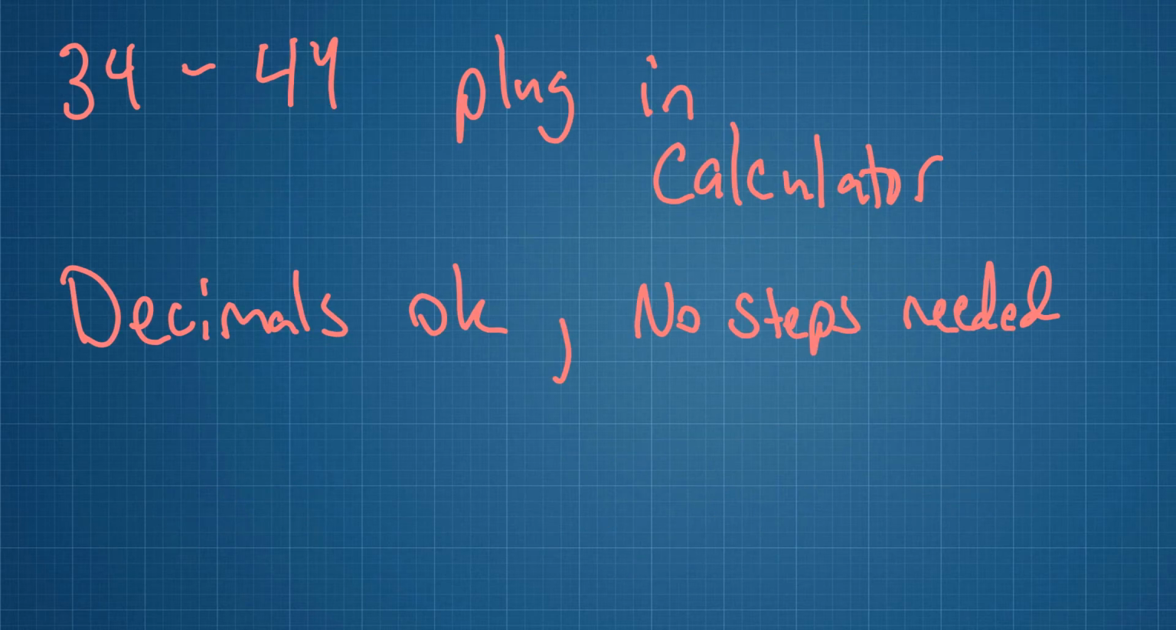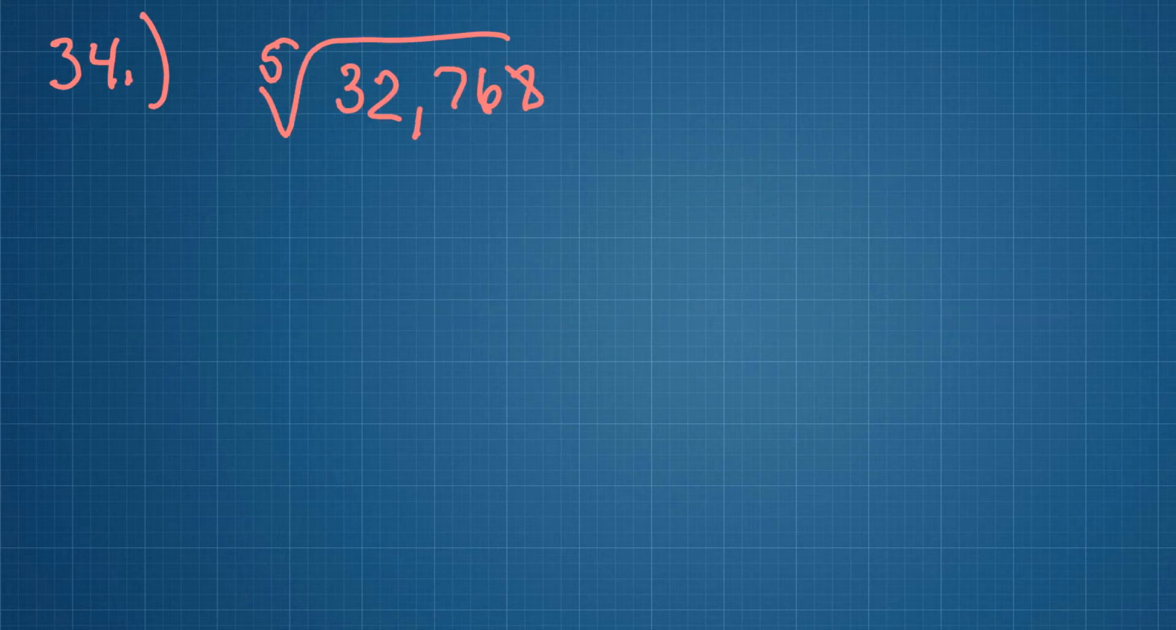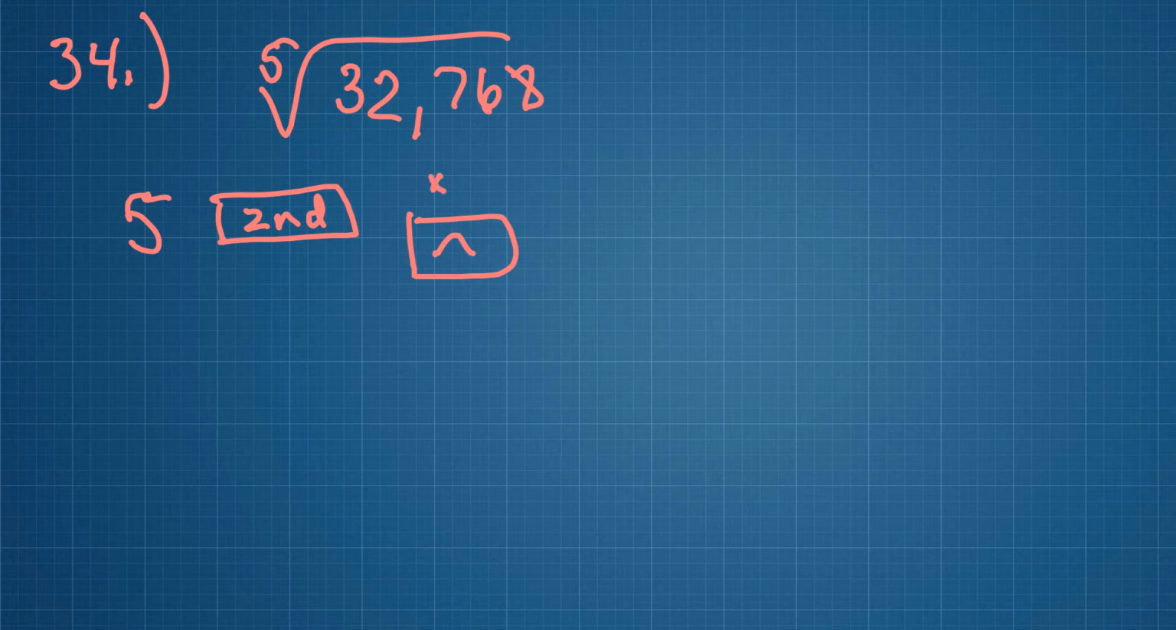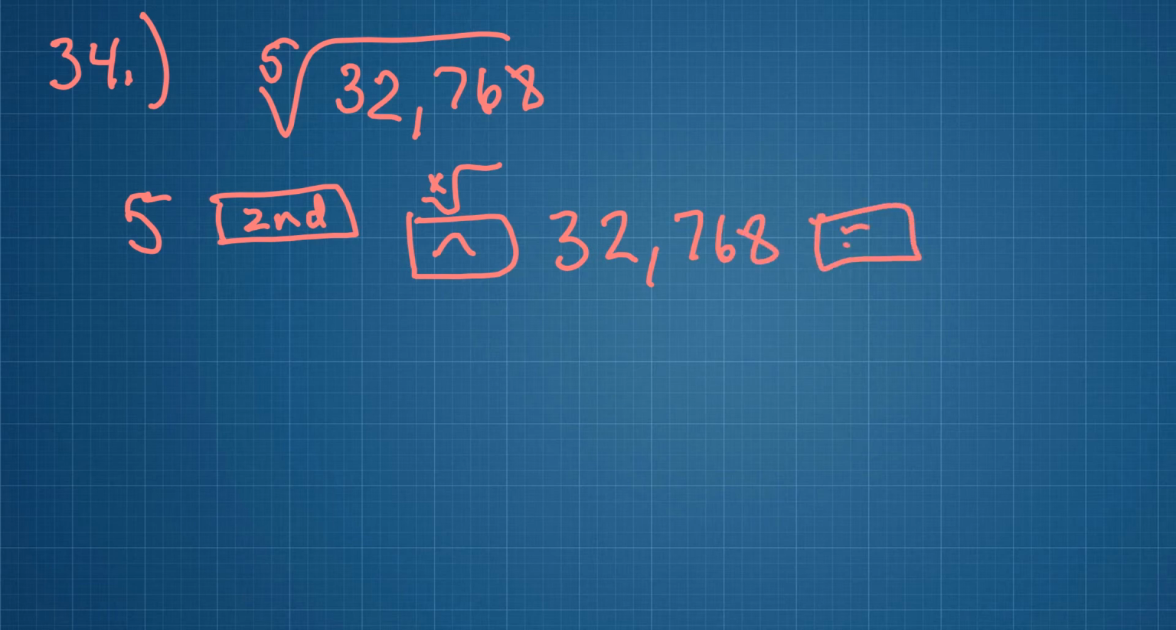Alright, on 34 to 44, you're going to use the calculator. So you're going to just plug them into the calculator like we did in class, and then give me the decimal answer. Alright, 34, you have the fifth root of 32,768. To plug this into the calculator, you're going to press 5. Then you're going to hit the second button on your calculator. Then you're going to hit the caret button, because above the caret is something on the screen that will show up x radical. Then you type in 32,768. You hit the equal sign, you're going to get 8.